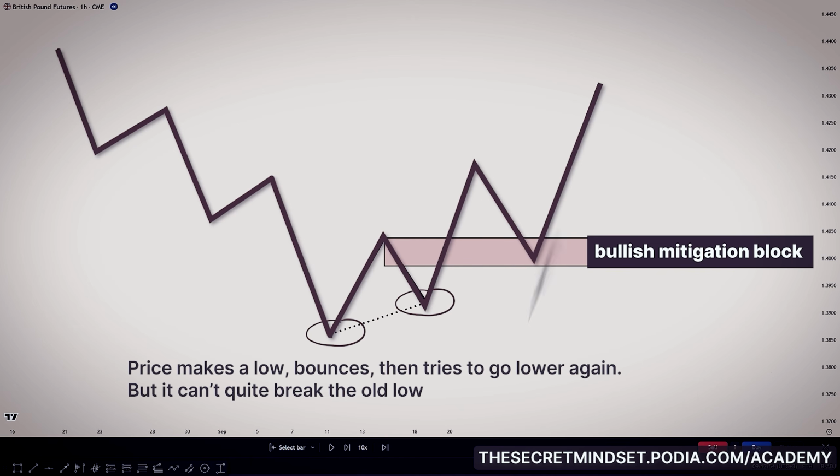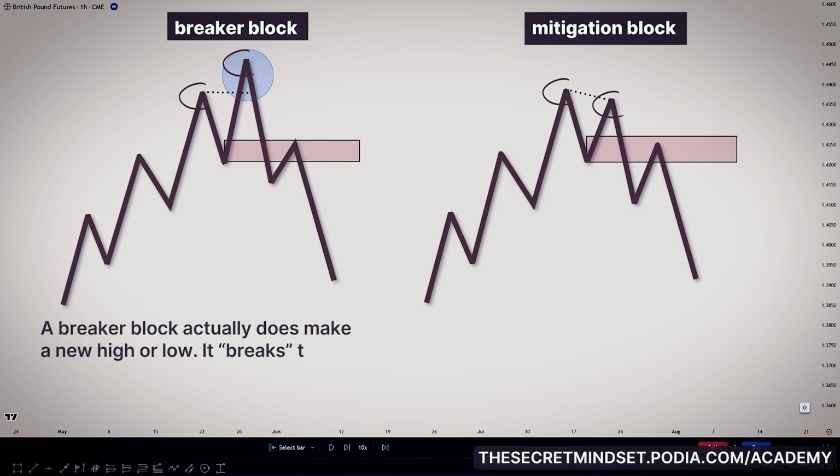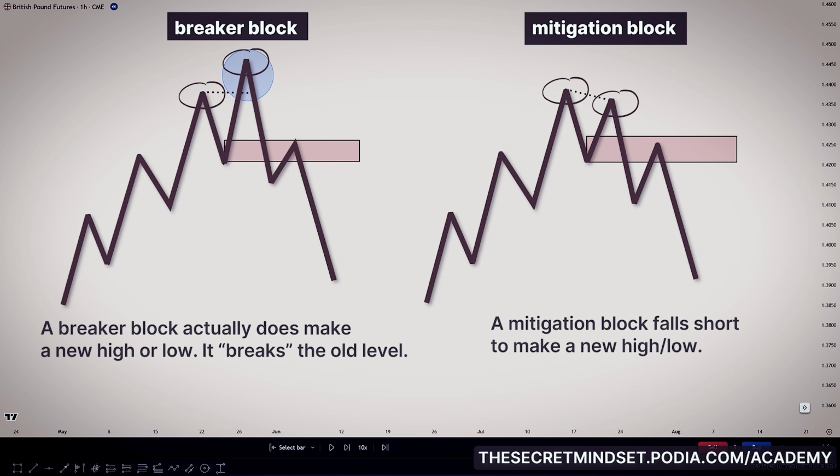That's a bullish mitigation block. It suggests the downtrend might be losing steam. Now don't confuse these with breaker blocks. A breaker actually does make a new high or low. It breaks the old level. A mitigation block falls short.